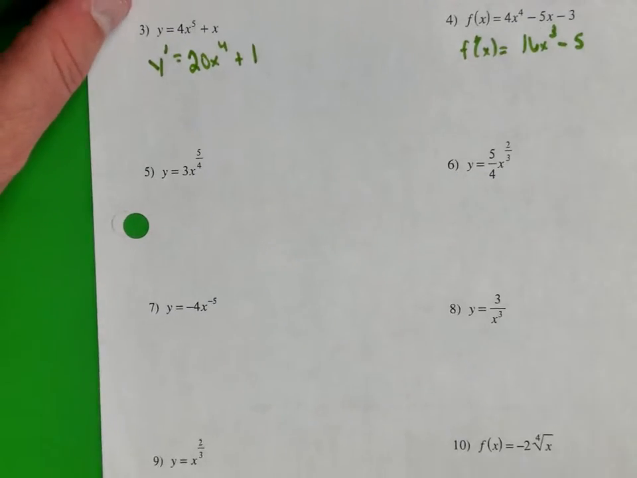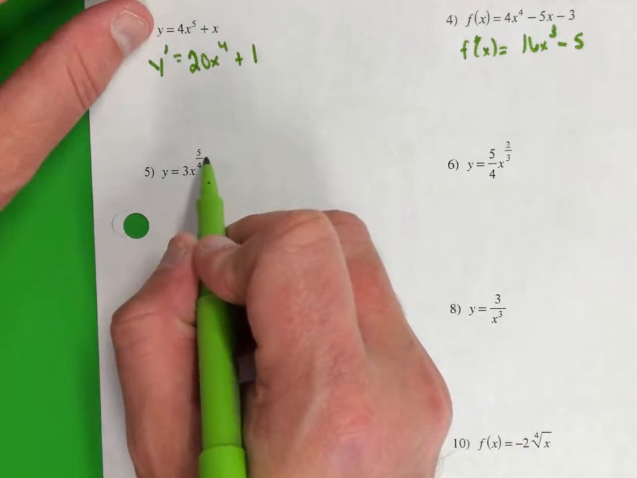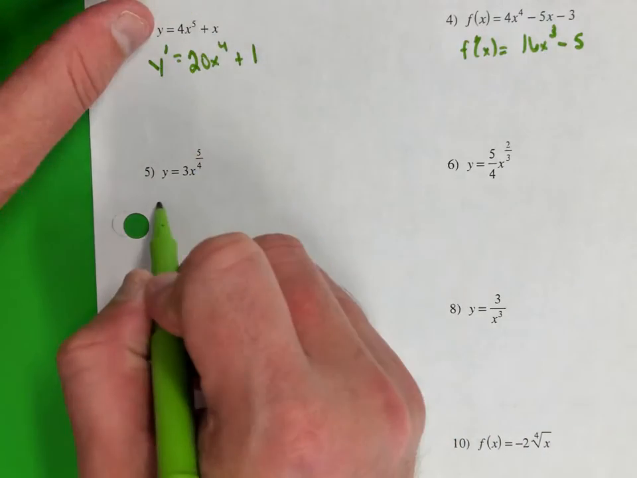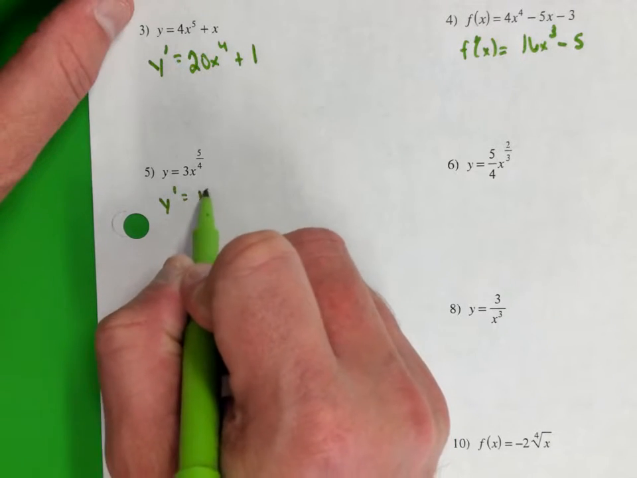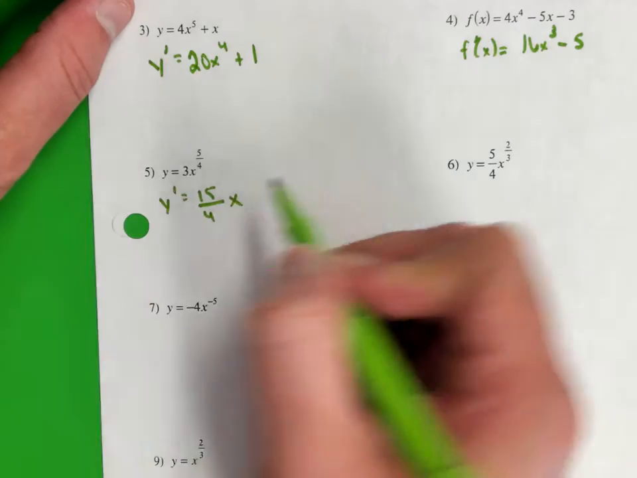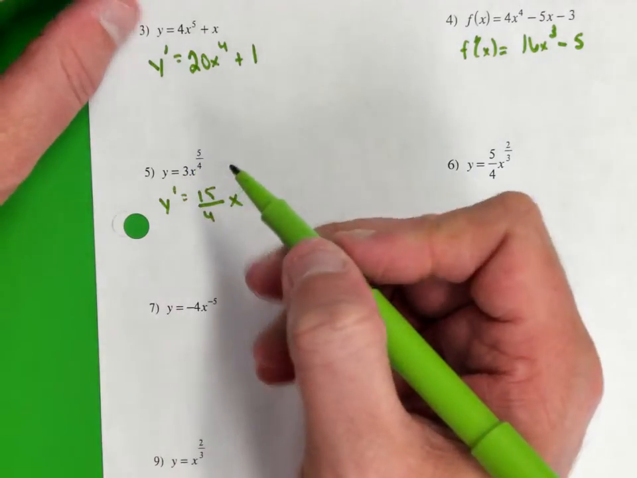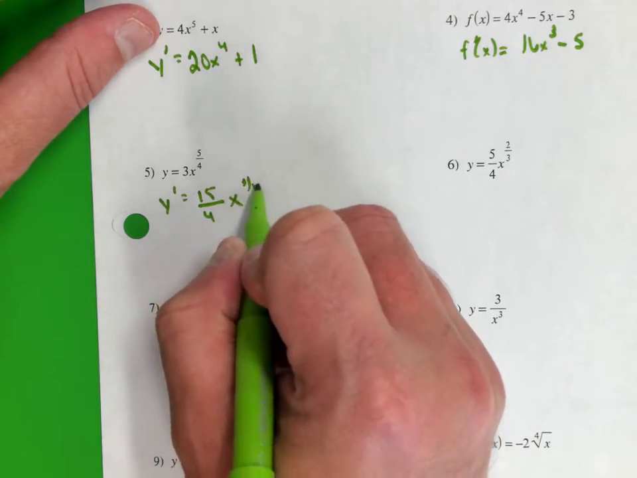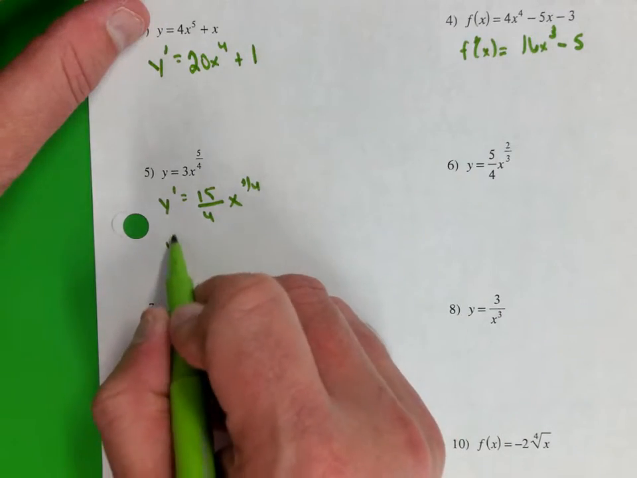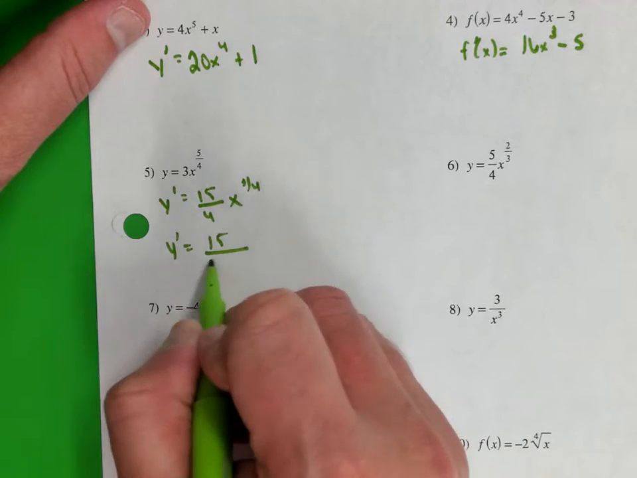Very good. Number 5, now let's watch this. 5/4 times 3. What is that? 15 over 4. X. 5/4 minus 1 would be what? 1/4. Okay? You can write your final answer as 15/4.